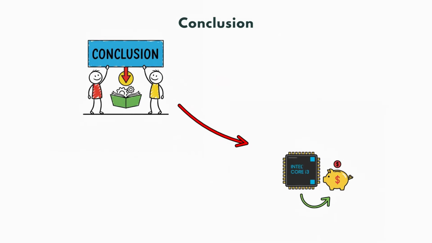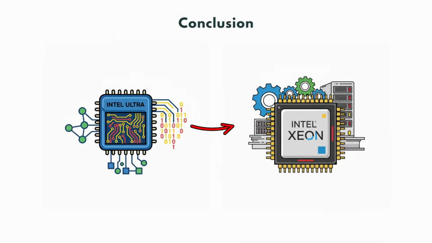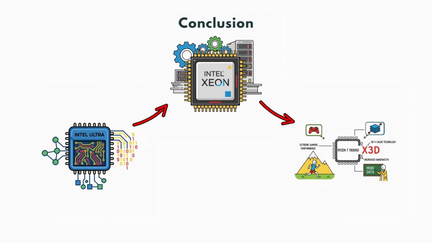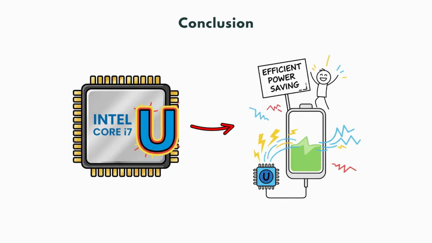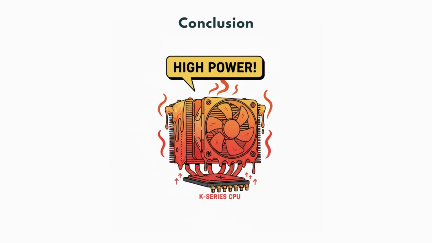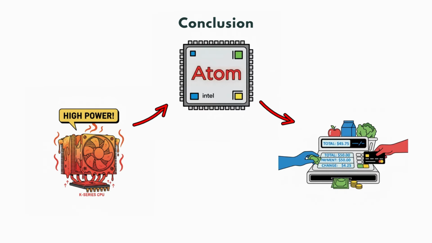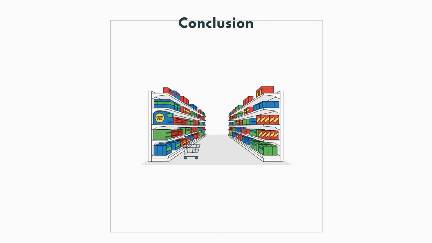Conclusion: from the budget-friendly i3 to the AI-powered Ultra and the industrial Xeon, the suffix tells the story. If it ends in U, it saves your battery. If it ends in K, it melts your cooler. And if it ends in Atom, it's probably running the cash register at your local grocery store.